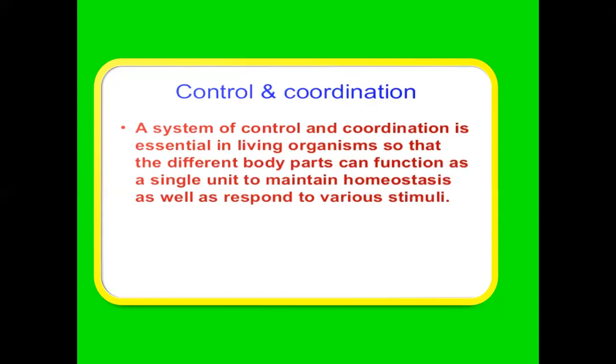Now, how is this coordination controlled? Coordination is controlled by the nervous system and endocrine system. So let's see what is control and coordination. A system of control and coordination is essential in living organisms so that the different body parts can function as a single unit to maintain homeostasis as well as respond to various stimuli. As I told you before, coordination enables the organism to respond to the environment. Is it clear?